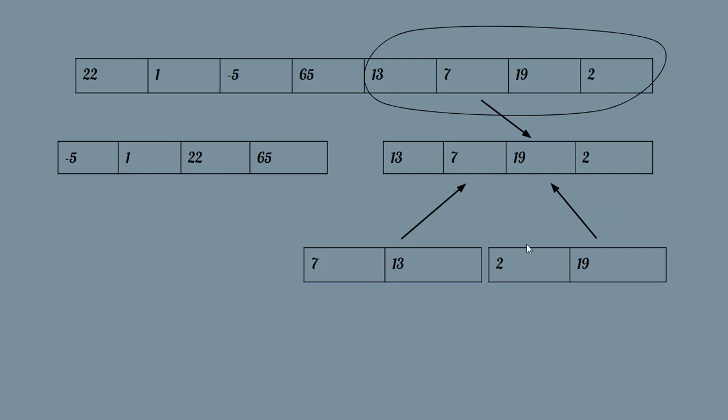Now we have to merge them. Now, when we're going to merge, we have to compare each and every element, starting with 7 and 2. So when we compare 7 and 2, we see that 2 is smaller than 7, so 2 is placed in the first index of the list. Then 7 and 19 is compared, and 7 goes to the second index, and then 13 and 19 is compared, and 13 goes, and afterwards it's just 19.